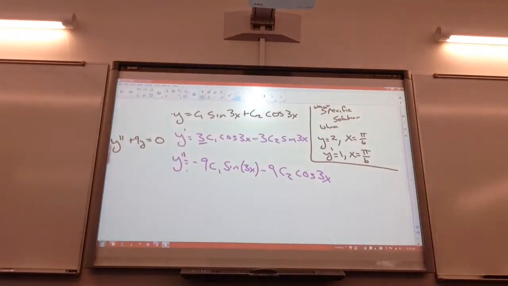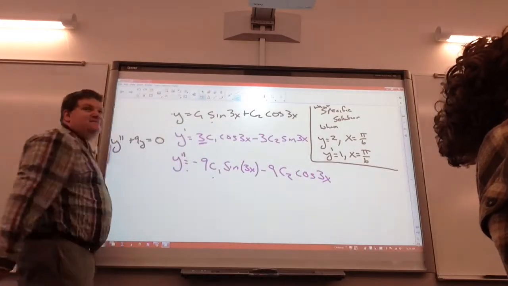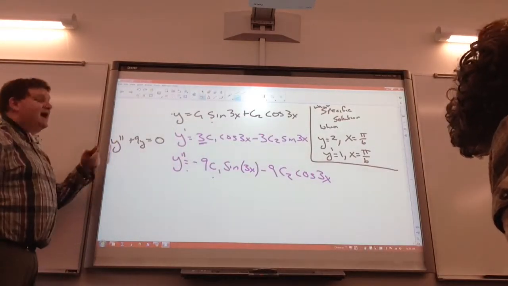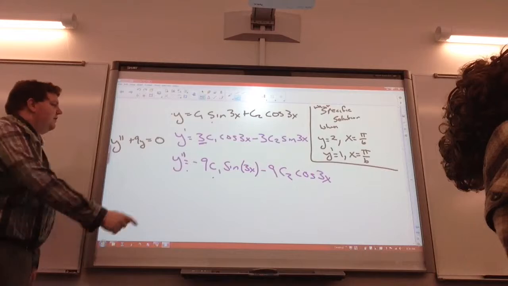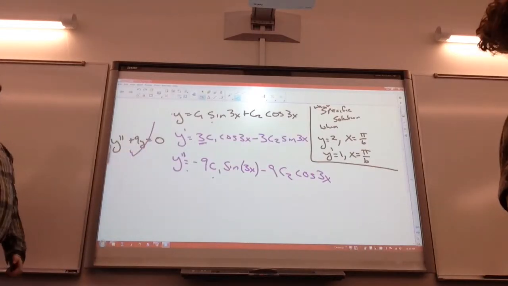So we can clearly see that that's going to work. That'll make this thing work. Because this is the negative of this, except it's got 9's in front of it. So if I multiply the top by 9, they would cancel it out. So I know that's true. All right, so this is a differential equation.